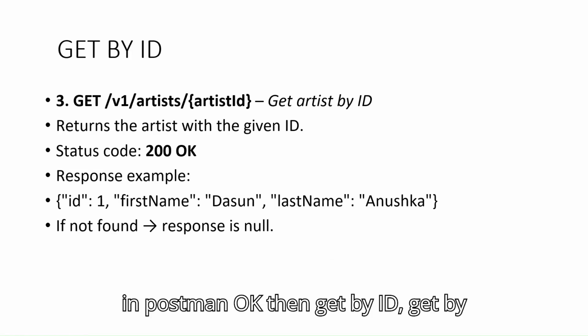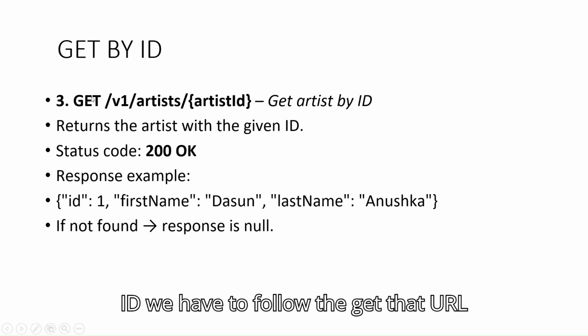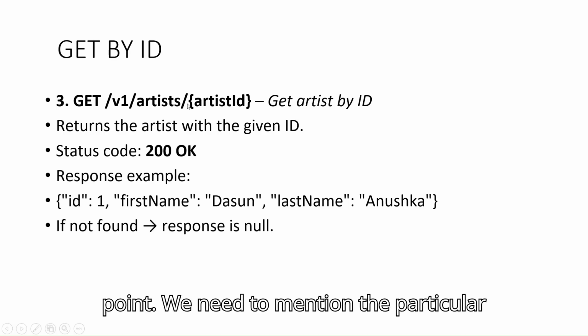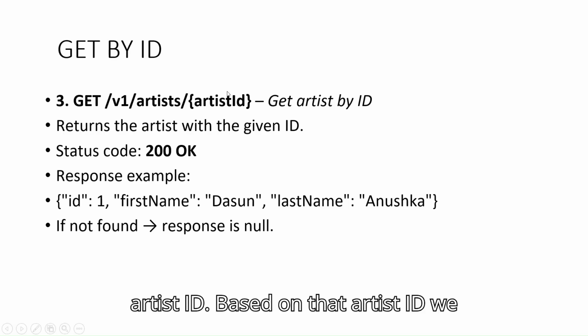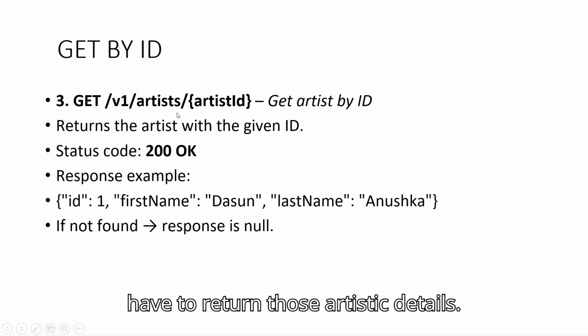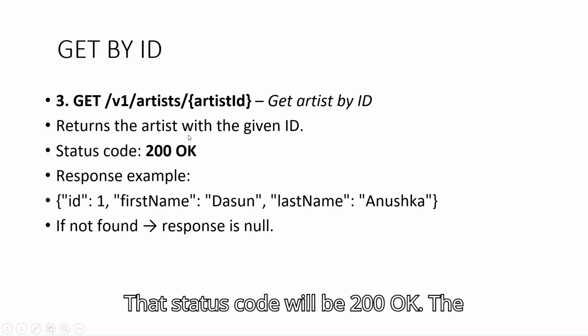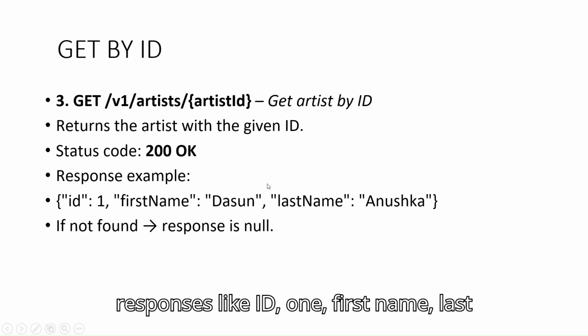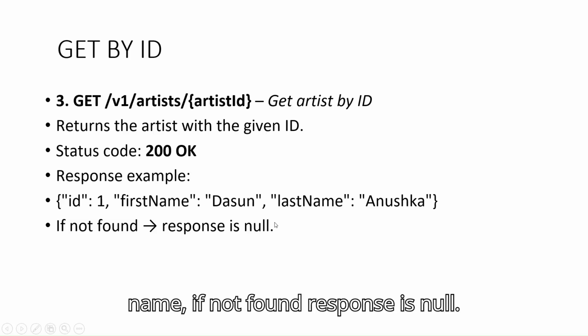Then get by ID. We follow the GET URL and mention the particular artist ID. Based on that artist ID, we return the artist details. The status code will be 200. The response is ID 1, first name, last name. If not found, the response is null.